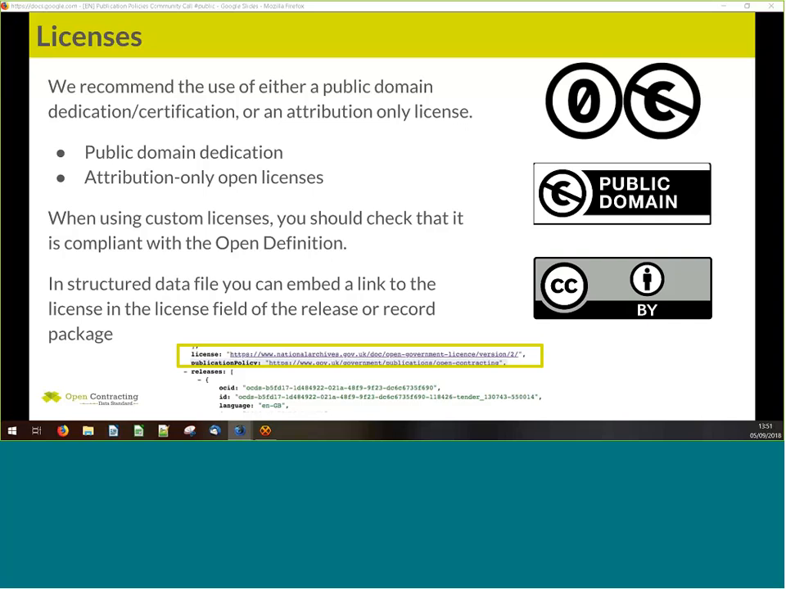Some publishers do use custom licenses. The logos on the right hand side there are from the Creative Commons licenses. If you do use a custom license, we don't recommend it, because it puts the onus on the users of the data to read that license in detail and understand what can and can't be done, whereas with one of these standard licenses, people should be familiar with them, so if they see that, they know straight away that they can use and reuse that data freely. But if you do use a custom license, then you should check that it's compliant with the open definition of a license, to make sure you've not unintentionally restricted use in the way the license is written.